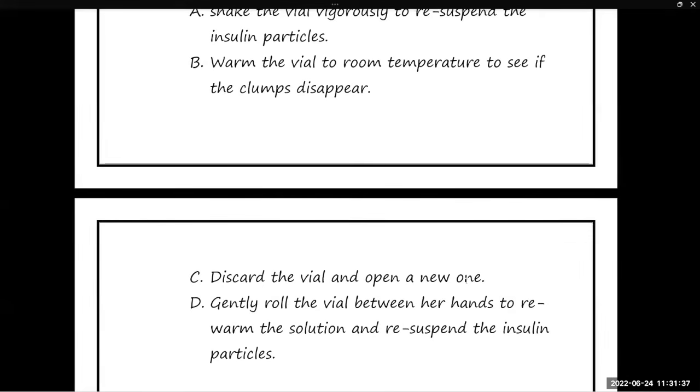Yes. The answer is C. It's discard the vial and open a new one. Exactly. So the answer is C. Okay.